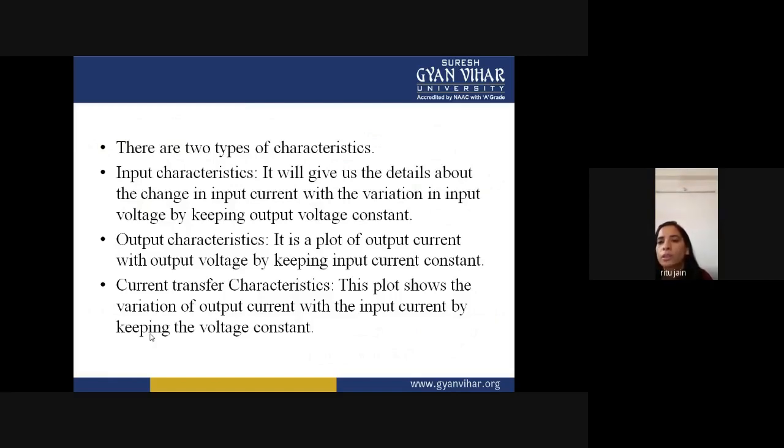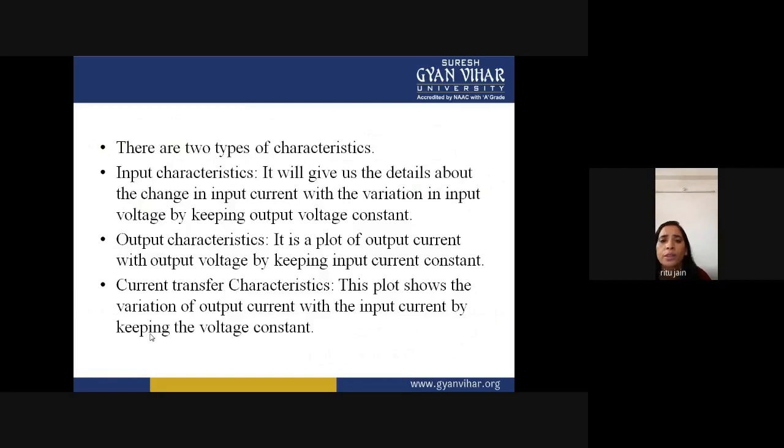So input characteristics will give us the details about the change in input current with the variation in input voltage by keeping output voltage constant. In input characteristic, we can understand in very easy terms that input means you have to take your input quantities, and characteristics means you have to draw the characteristic between voltage and current. If you are talking about input, then you have to take input quantities like input voltage and input current, and you have to keep your output voltage constant. So this is your input characteristic.